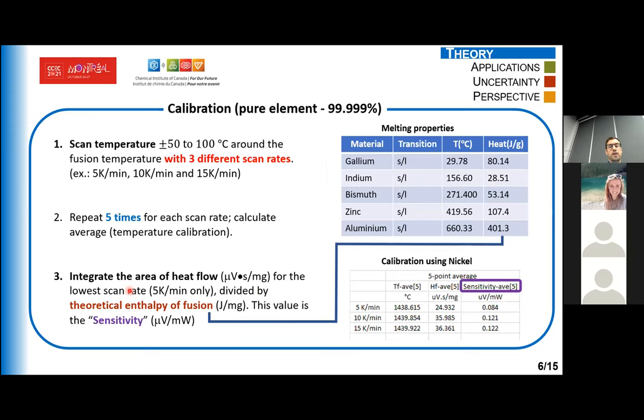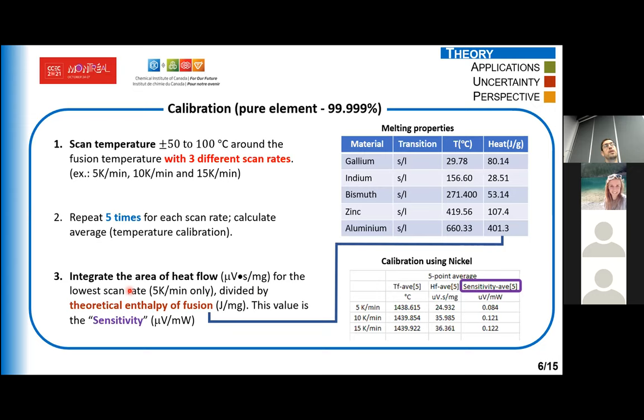So basically the theory is very simple. I'm gonna focus here on the calibration, which is quite important, especially when you deal with systems at higher temperature. So the calibration procedure is not that complicated. We need to know and have some high purity elements of known fusion properties. So I listed here some elements that are used to calibrate the equipment. So we see the temperature of fusion as well as the heat of fusion.